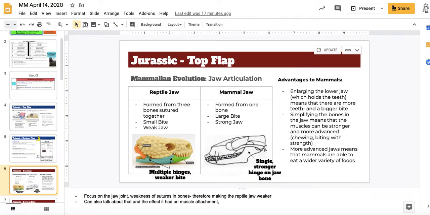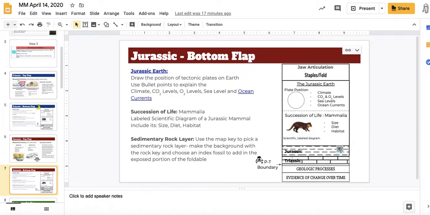As you move to the Jurassic, you'll focus on the jaw articulation and how that gave a mammal an advantage over the reptilian jaw. Again, Miss Bombardieri's video is very detailed, but you're going to want to address the advantages that this gave the mammals. And then the bottom flap, you'll again address the Jurassic Earth, same exact thing, but in the mammals, you'll start to notice the change in the species in this part of the Mesozoic era, the Jurassic period.